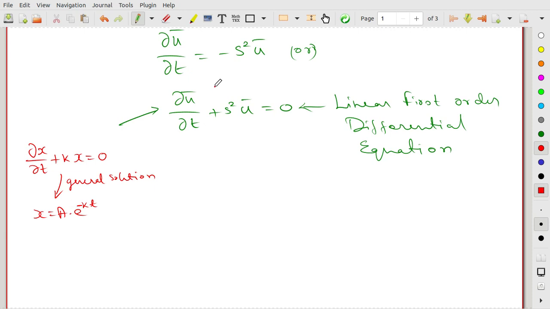So this equation also looks similar to this equation, so we can write the solution for this equation as u bar equals a into e power minus, instead of k we have s square here, therefore s square, and the derivative is with respect to t, therefore we have t here. So this is our general solution. So now we have to find a in order to find u bar. For that we need some inputs.